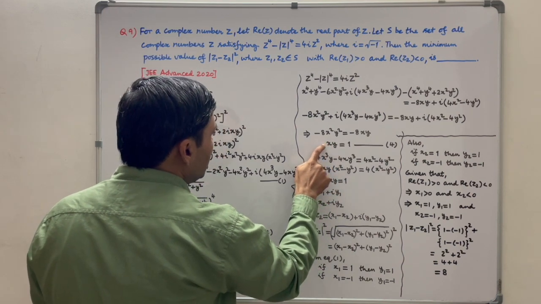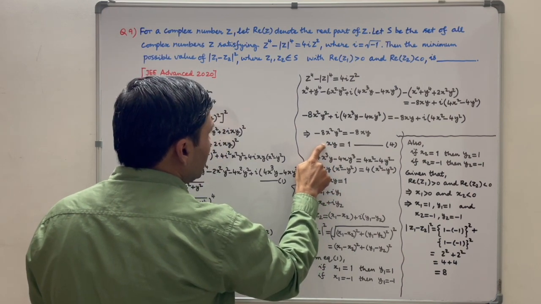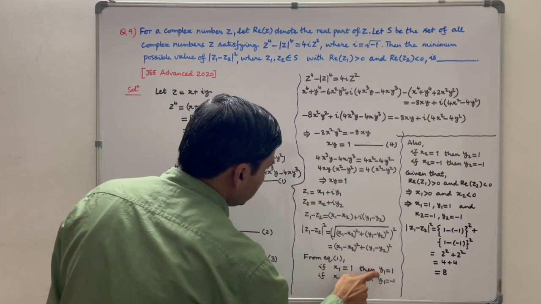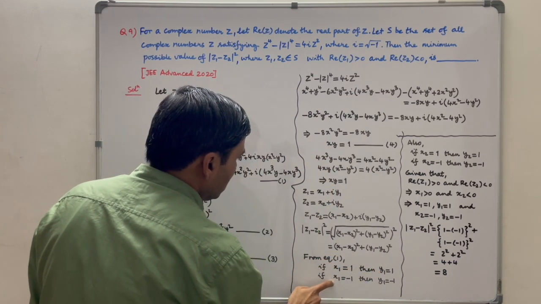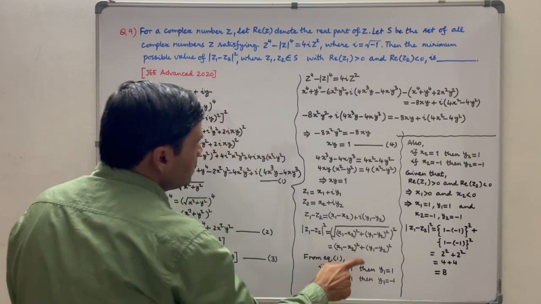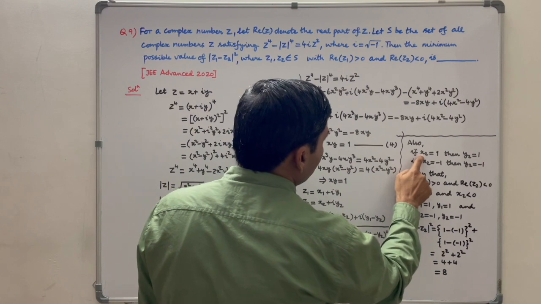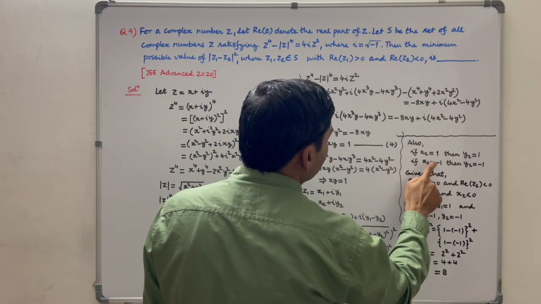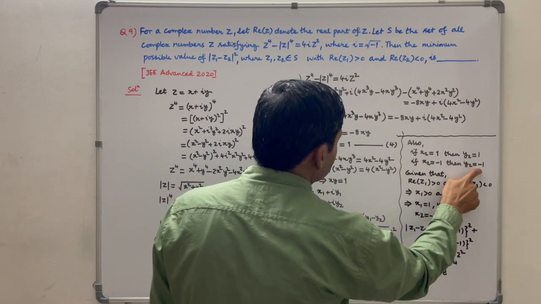We will apply the same logic for x1, y1 and x2, y2. If x1 is equal to 1, then y1 is equal to 1. If x1 is equal to minus 1, then y1 is also equal to minus 1. Similarly, if x2 is equal to 1, y2 is equal to 1. If x2 is equal to minus 1, then y2 is also equal to minus 1.